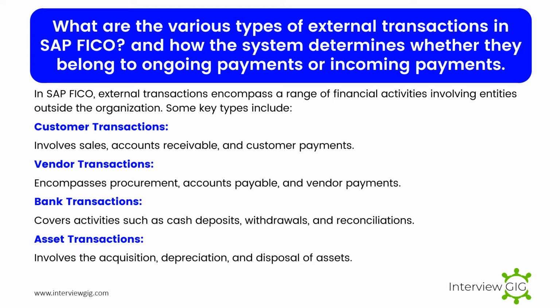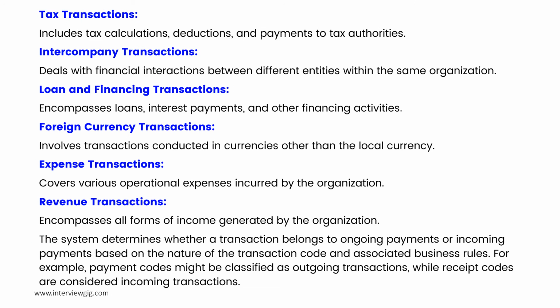Involve sales, accounts receivable, and customer payments. Vendor transactions. Encompasses procurement, accounts payable, and vendor payments. Bank transactions. Covers activities such as cash deposits, withdrawals, and reconciliations. Asset transactions. Involves the acquisition, depreciation, and disposal of assets. Tax transactions. Includes tax calculations, deductions, and payments to tax authorities. Intercompany transactions. Deals with financial interactions between different entities within the same organization.